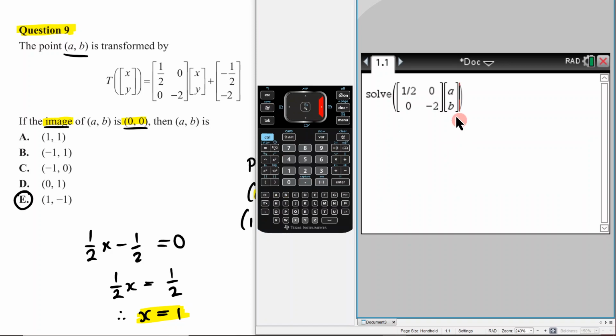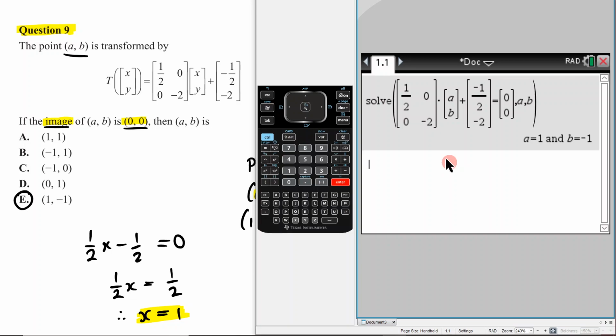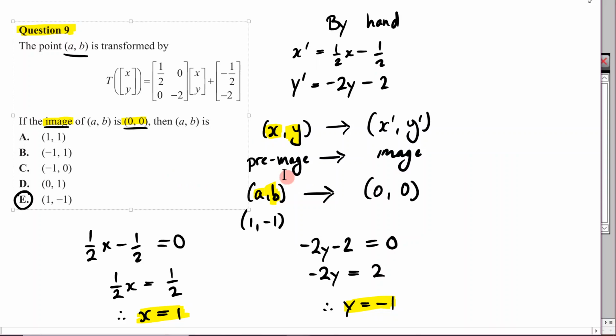A, B, and then I'm adding onto that this part right here, which is going to be negative a half, negative 2, and we know that that is going to be equal to my image, which is going to be 0, 0. So we know that to be true. Now what we want to do is solve that for a and b. We close that off, and we're going to get a is equal to 1 and b is equal to negative 1, which is going to be E. So I think this is probably the quicker way to do it, to get your answer, but hopefully this made sense and you can see both ways of approaching the problem.